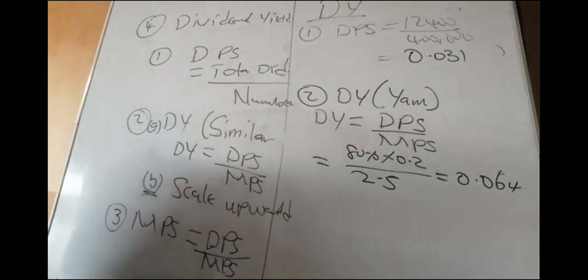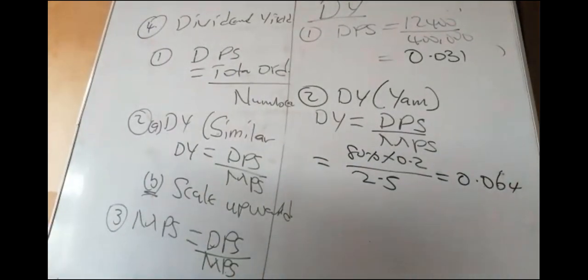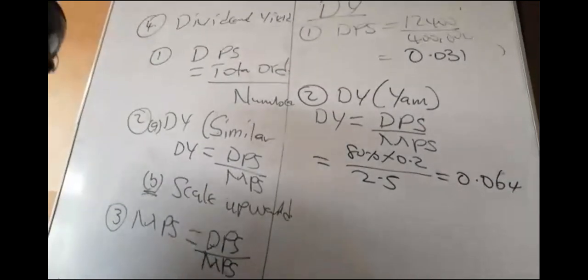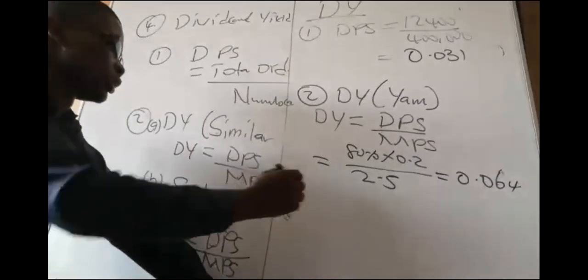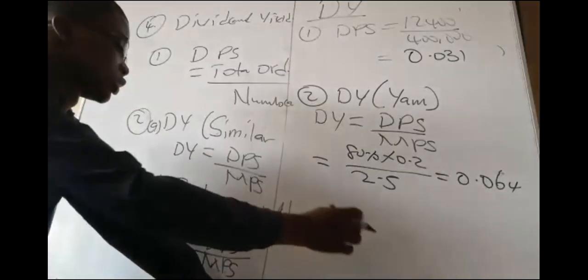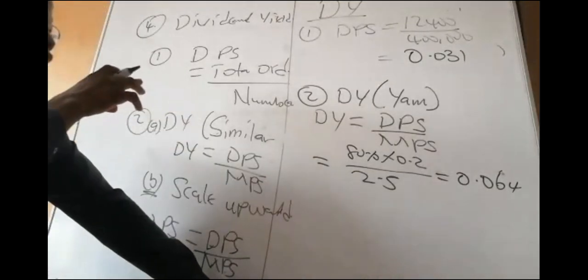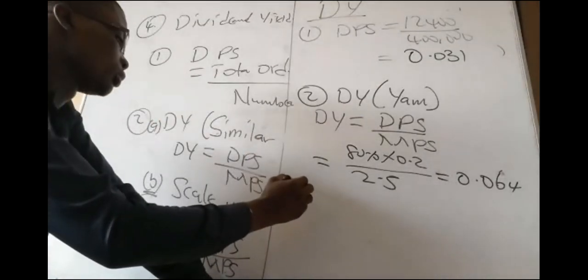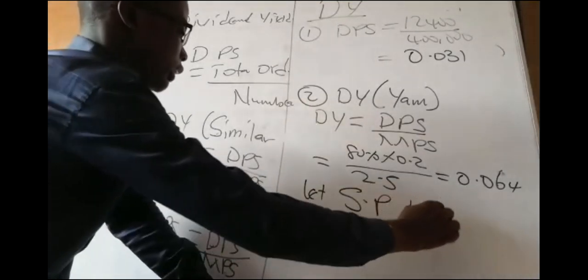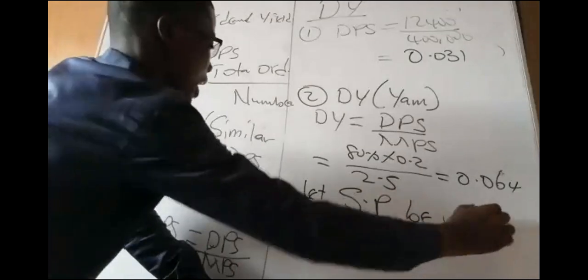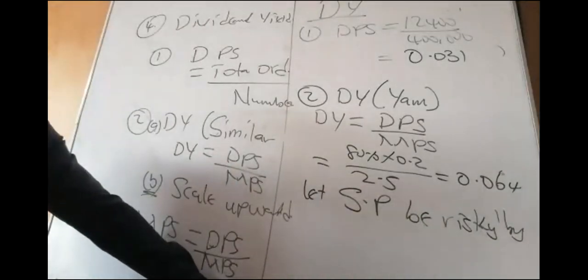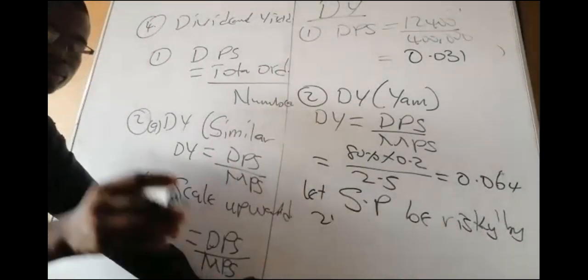So we have to scale it up. Assume a risk factor, and please let your risk factor run through all of them. So I've assumed a risk factor of 20%. So here we assume that Sweet Potato is risky by 20%. So that's the risk factor.